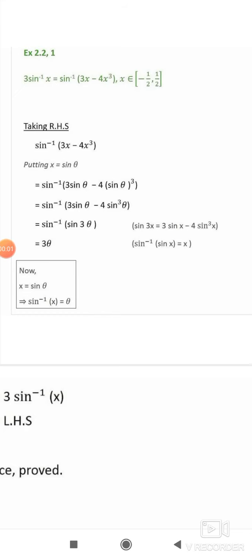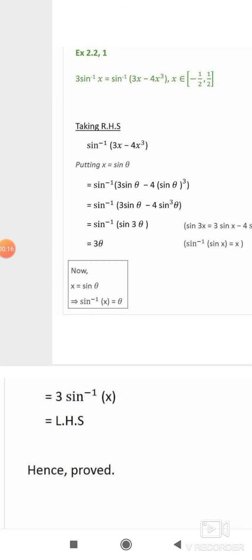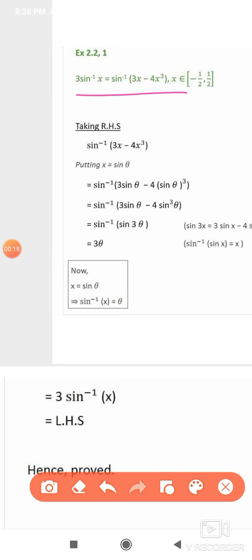Now we are going to discuss exercise 2.2 of class 12th, inverse trigonometric functions. Exercise 2.2 questions we have discussed in the class also. Let's discuss these questions again. See, 3 sin inverse x is equal to sin inverse (3x minus 4x cube), x belonging to the closed interval minus 1 by 2 to 1 by 2.